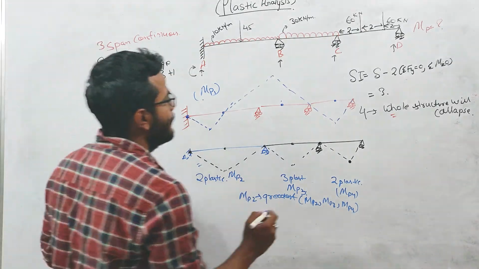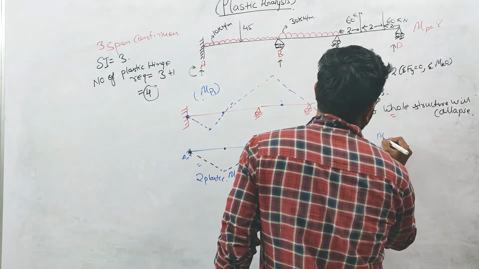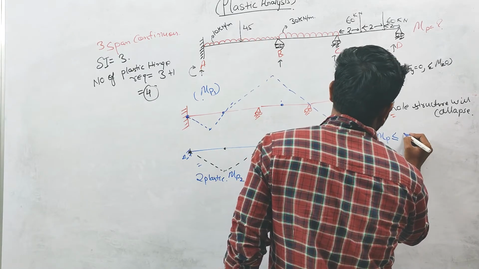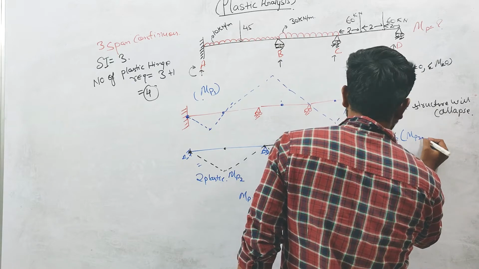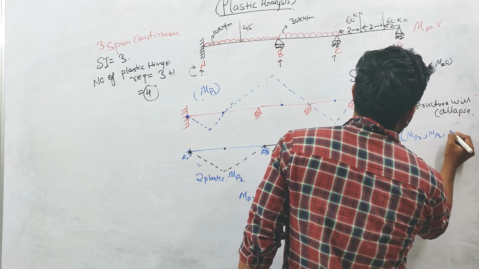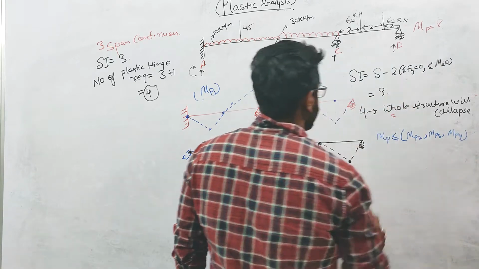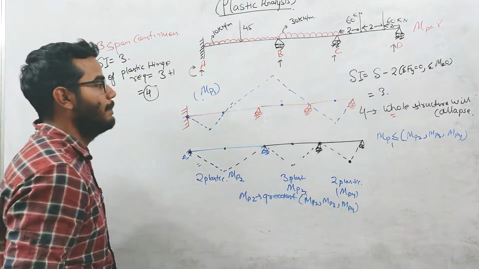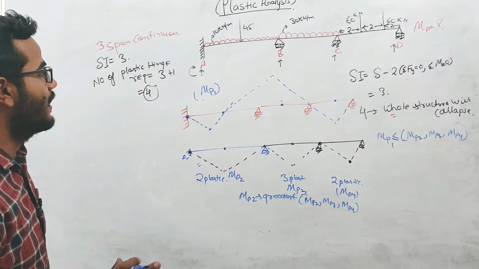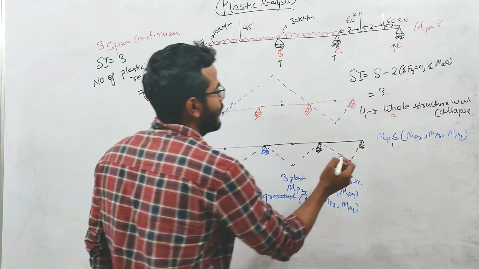But remember that MP1 will always be less than MP2, MP3 and MP4. So this can't be our collapse. This MP1 will be less than or equal to MP2, MP3 and MP4. This cannot be our collapse. This is not a critical value.